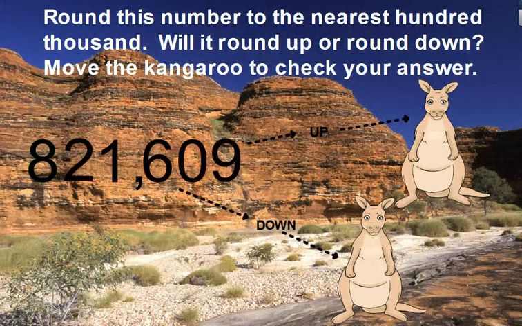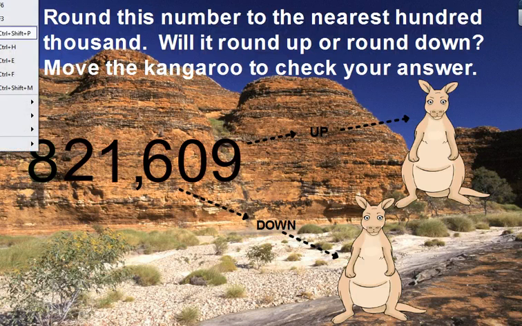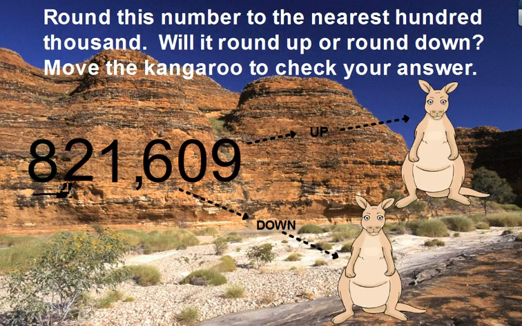It tells us to round this number to the nearest 100,000s. Will it round up or will it round down? So you look at the number 821,609. Which number is in the 100,000s place? It's exactly right. It is the 8. So think of your poem. Look at your neighbor. Is it 5 or higher? Is it 4 or fewer? Did you decide to round up or did you round down?